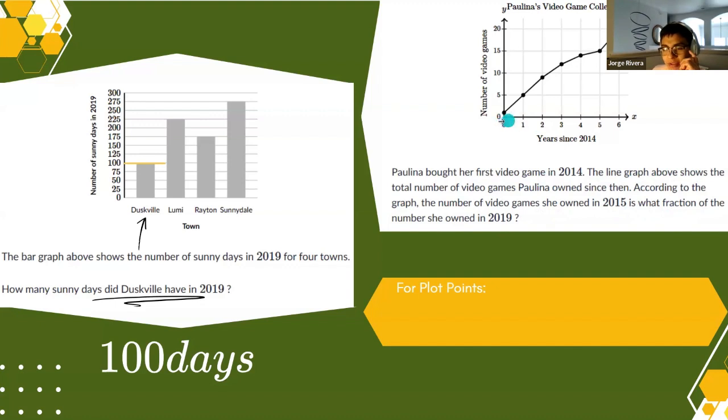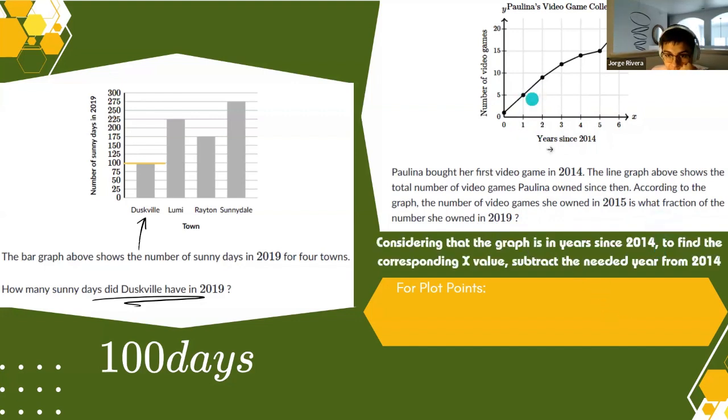That's only denoting what year it is after that, because if you see, this graph isn't in what year it is, it's years since 2014. So 1 would be 2015, 2 would be 2016, and so on. So we have to look at the two data points between the amount of video games that she owned in 2015 and the amount she owned in 2019. So 2015 minus 2014, that's 1 year of difference. And then 2019, the difference between 2014 and 2019 is going to be 5.